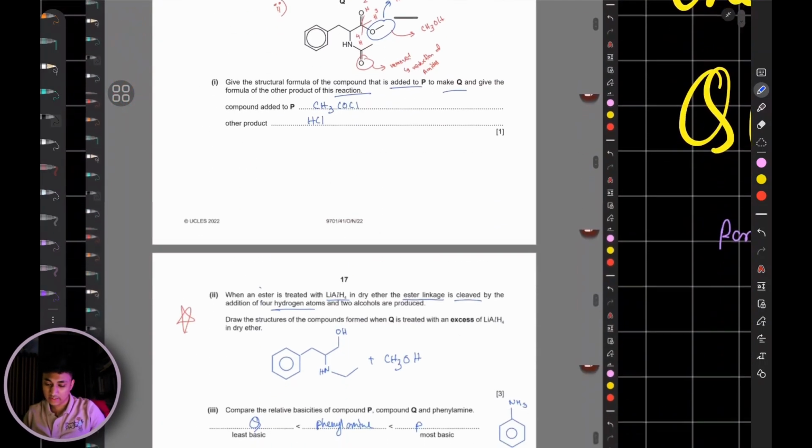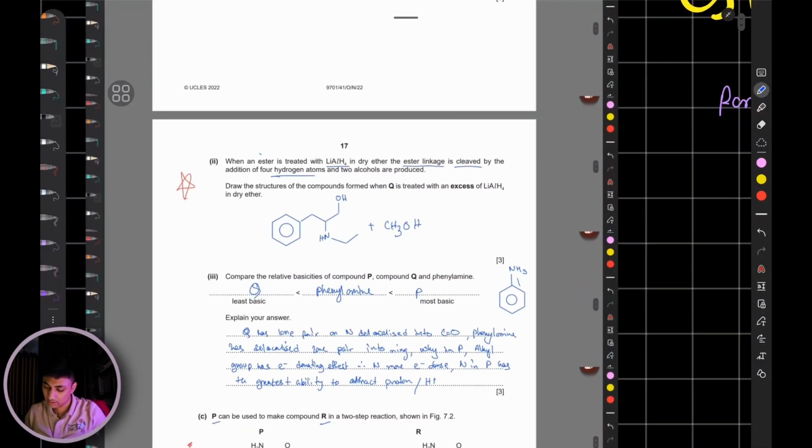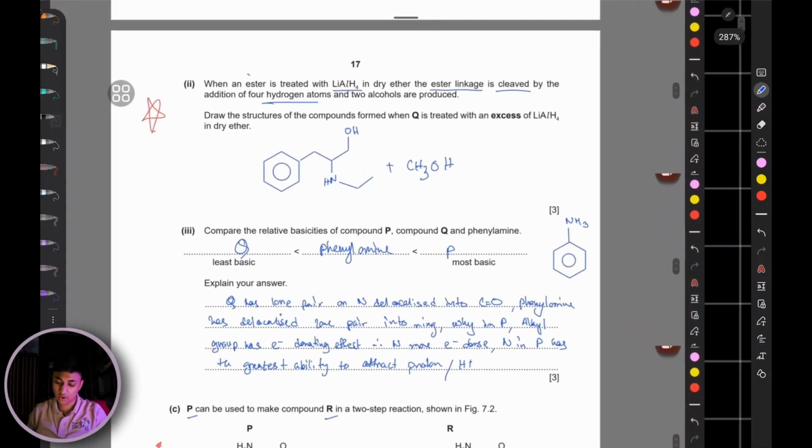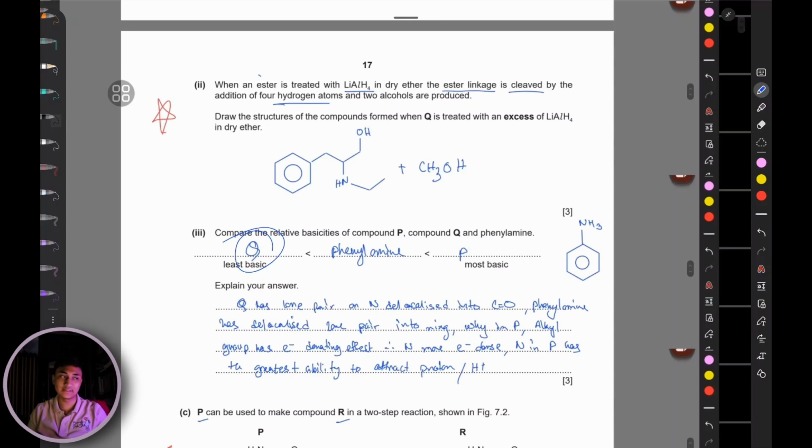Great. Now, in case of phenylamine, again, the issue with this is it is losing some of its electrons into the ring structure. However, there is no such double bonded O or highly electronegative atom over here. Although the electron density is lost into the structure, still it does have a higher amount of electron density. So now I'm going to say that Q is going to be the least basic. Phenylamine is going to be a bit more basic, and P is going to be most basic.